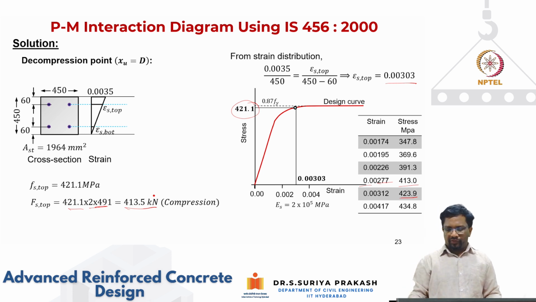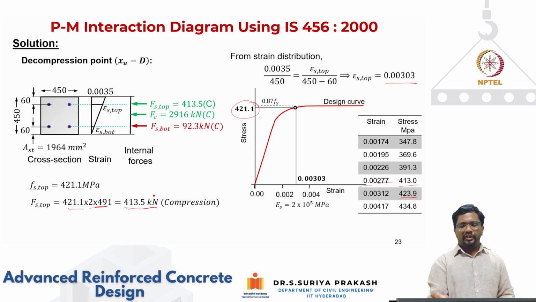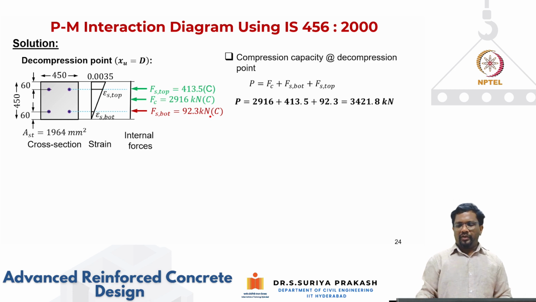Now we got all the forces. If you sum all of them, the net force is 413.5 compression plus 2916 compression. The bottom is also in compression. So when you add all of them, that is the total compression force acting in this cross section. Now, when you do that, you get a total compression force of 3422 kilonewton.